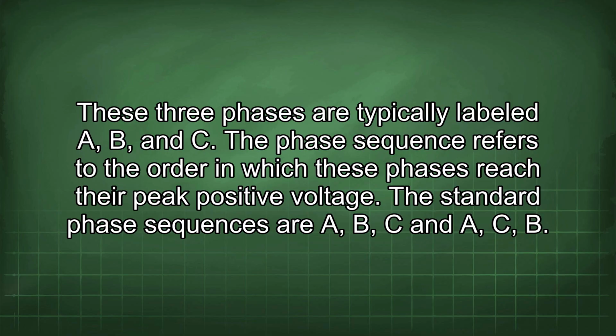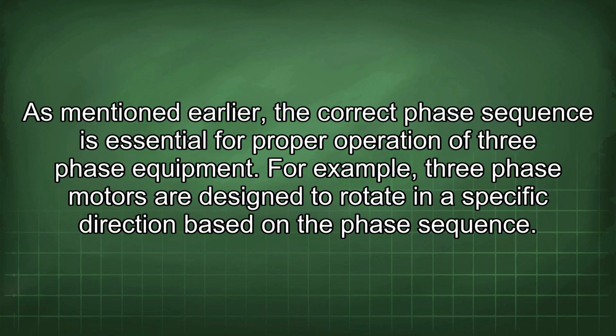The phase sequence refers to the order in which these phases reach their peak positive voltage. The standard phase sequences are A, B, C, and A, C, B. As mentioned earlier, the correct phase sequence is essential for proper operation of three-phase equipment.